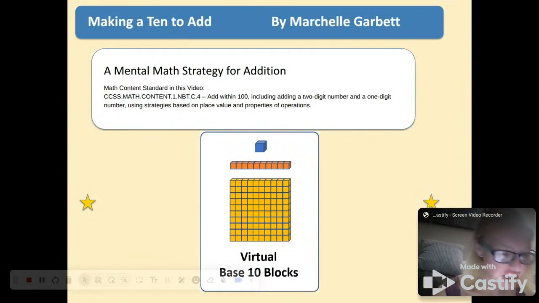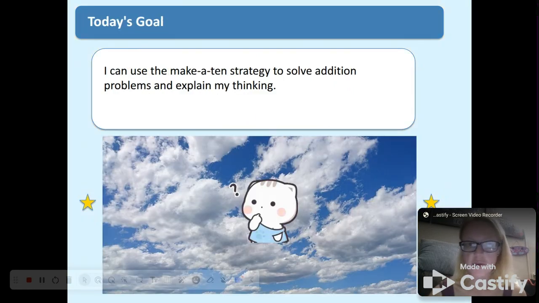Hi, mathematicians. So today we are going to learn a powerful addition strategy called making a 10. This strategy helps us solve addition problems quickly and efficiently. By the end of the lesson, you'll be able to use a make a 10 strategy and explain your thinking like a mathematician.